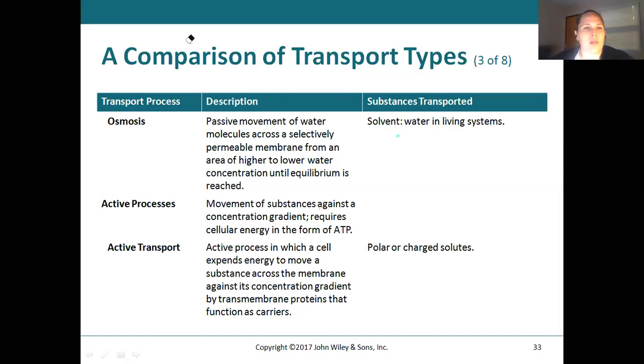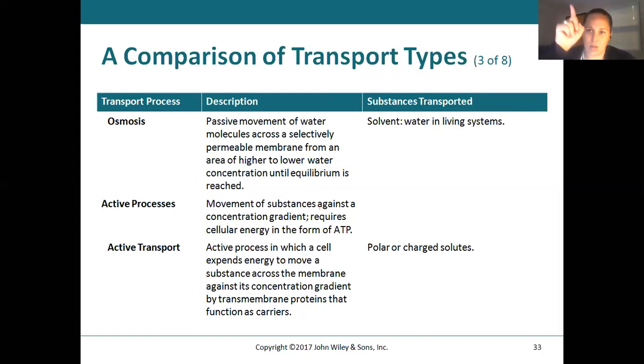Active processes, probably the big thing to remember about active processes is that they require energy of some form. Most often the energy that we talk about here is ATP, but it can be the energy that's acquired through concentration gradients, which is considered to be potential energy. So active transport, we can move polar or charged molecules against their concentration gradient by transmembrane proteins. The sodium-potassium pump was the first example we gave of active transport, using ATP to move both sodium and potassium against their concentration gradients.